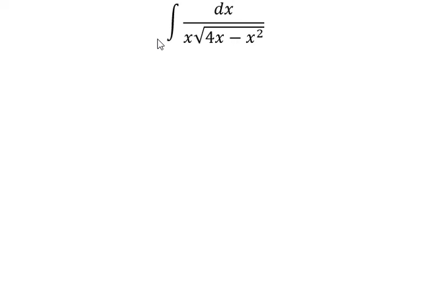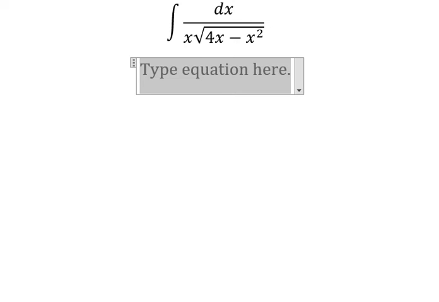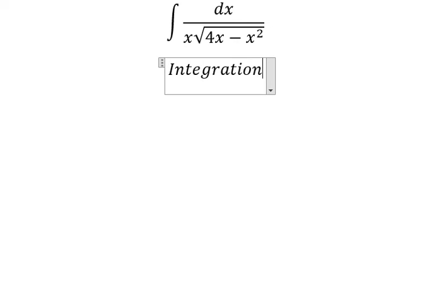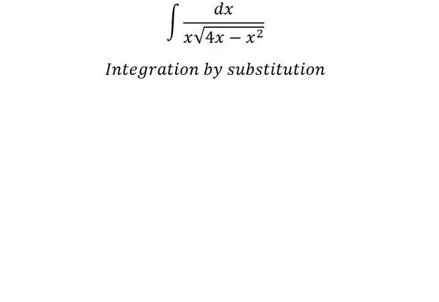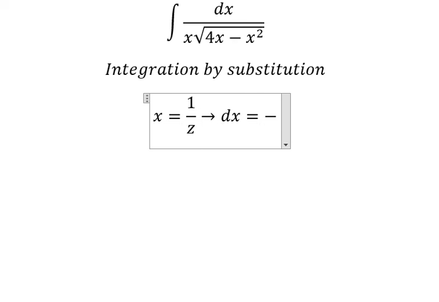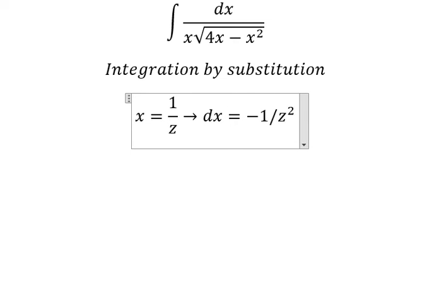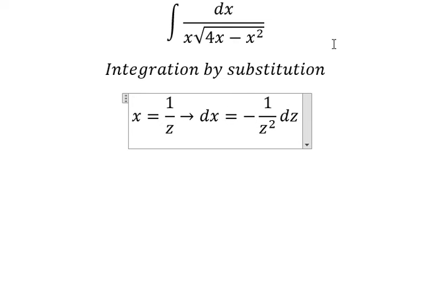The topic today is about integration. So now I will show you how to answer. We need to use integration by substitution. So I will put x equals 1 over z. Later, we do the first derivative for both sides, and we have negative 1 over z squared dz.